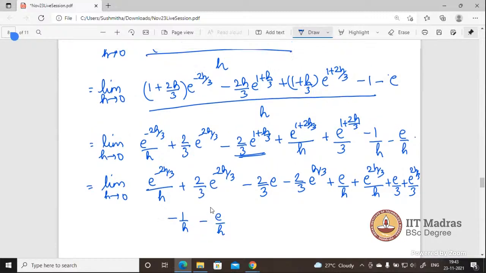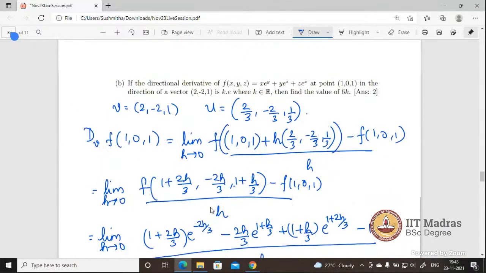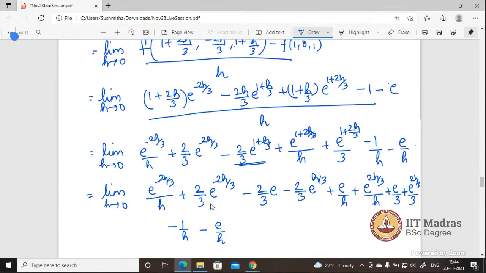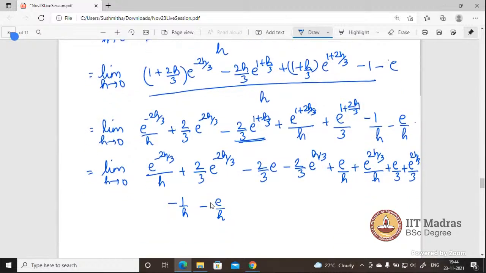This 1 by h has to cancel with something. I'm missing something. 1, 0, 1. So that would be 1 into e power 0 plus 0 into e power 1 plus 1 into e power... So that's going to be 1 plus. Okay, let's check. This gets cancelled. This has to cancel something.